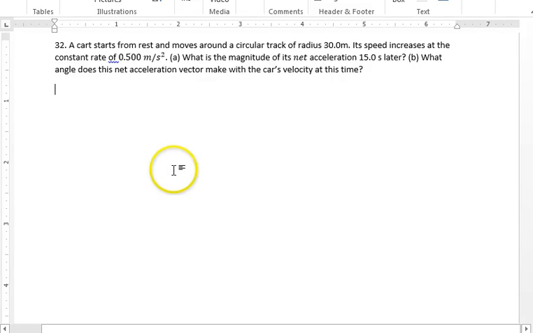All right, here we have a car that starts at rest. It's going in a circular track. It's 30 meters long. Its velocity is increasing at 0.5 meters per second squared. The question is, what is the net acceleration 15 seconds later?